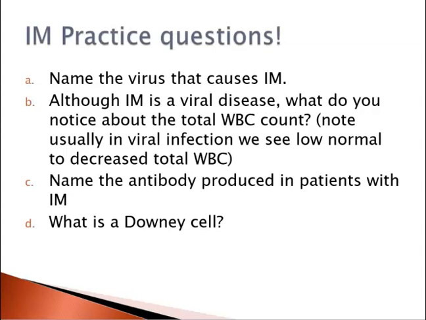Next question, although infectious mononucleosis is a viral disease, what do we notice about the total white blood cell count? It is increased. Question C, name the antibody produced in patients with infectious mononucleosis. It would be a heterophile antibody. And the final question is, what is a downy cell? A downy cell is just another name referring to a reactive lymphocyte.